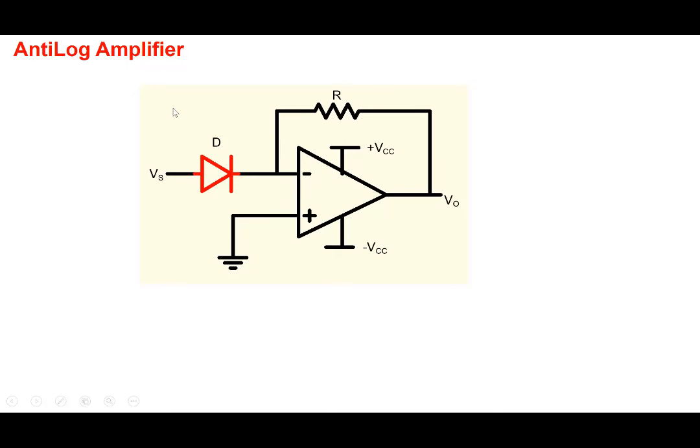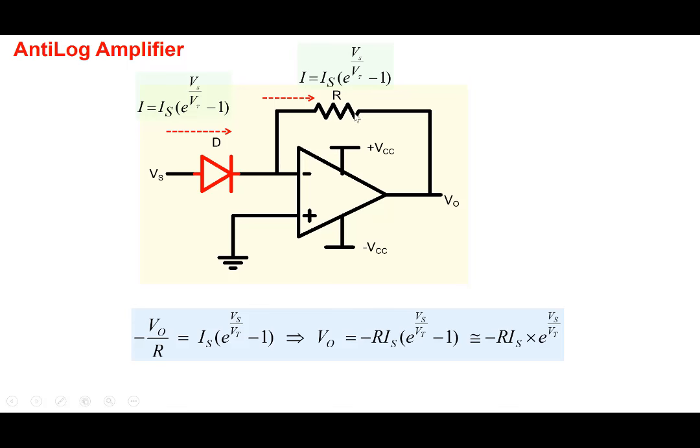Well, if we shift the diode from the feedback loop to the input side, we get an anti-log amplifier, or it can take an exponential of the input voltage here. So once again, we have a diode. Note that we are not going to use a 0.7 volt drop here, because 0.7 volt drop is just an approximation. So when you have Vs and 0 at this end, the current flowing is I equal to Is e to the power Vs by Vt minus 1. The same current flows here. And therefore, we have Ohm's law here.